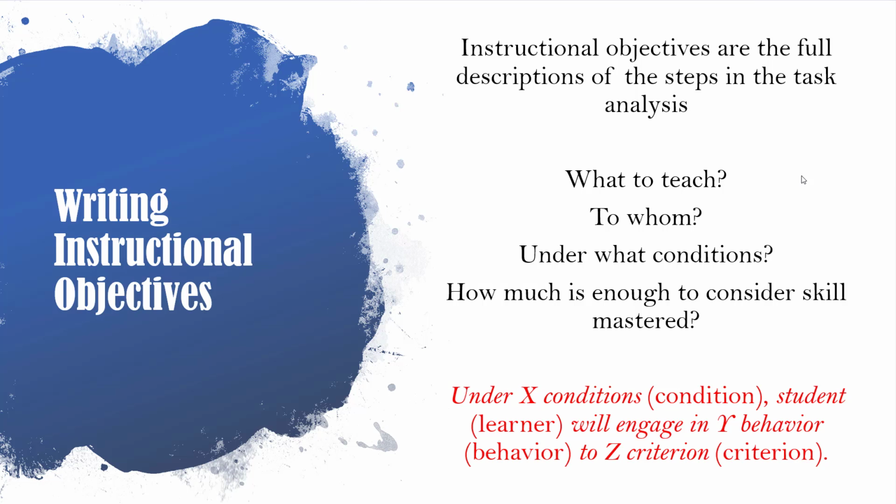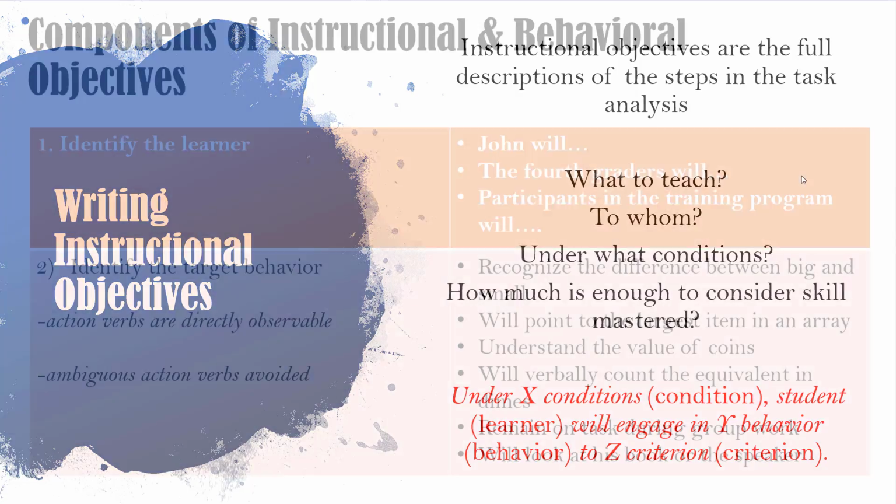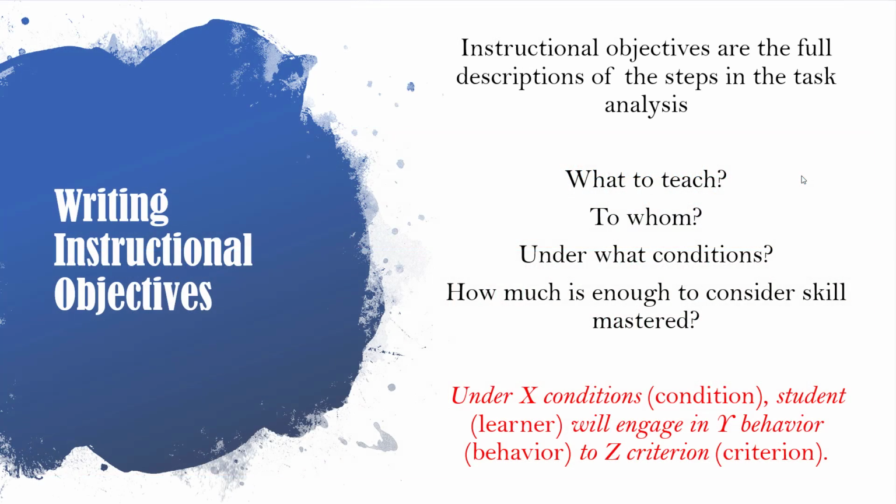So whenever you write each step of your task list, you need to have what we call an objective. And typically, you're going to have short-term objectives and long-term objectives. So your short-term objectives are typically going to be an instructional objective for each item in your task list. And then your long-term objective is typically that complex skill.